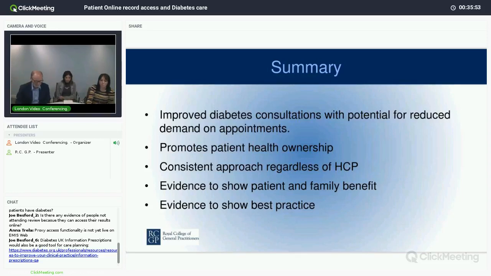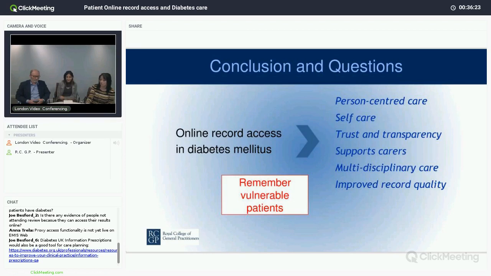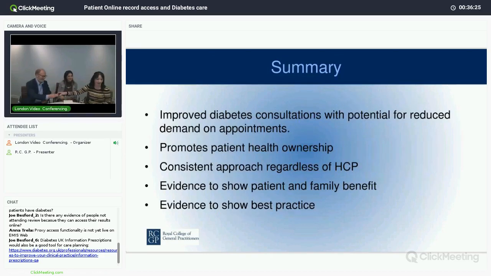It promotes health ownership, improves health literacy, and regardless of who that person sees, it offers a consistent approach, so that if the regular diabetic nurse or GP was not available, all the input would be there to help support that patient. There's evidence to show patient and family benefit can help people support one another, and there is evidence to show best practice. And with that, I will hand back to Ralph.